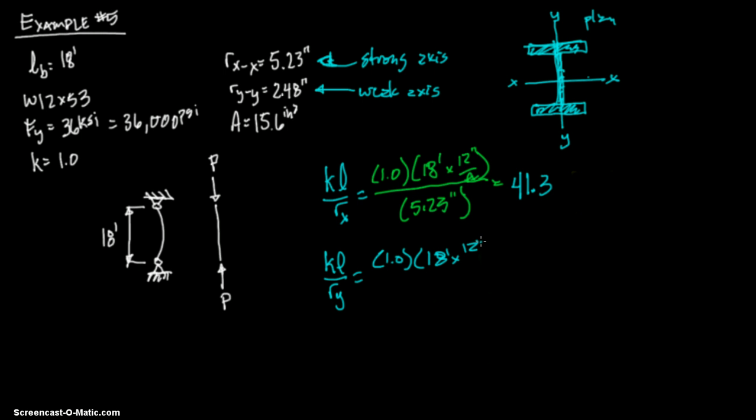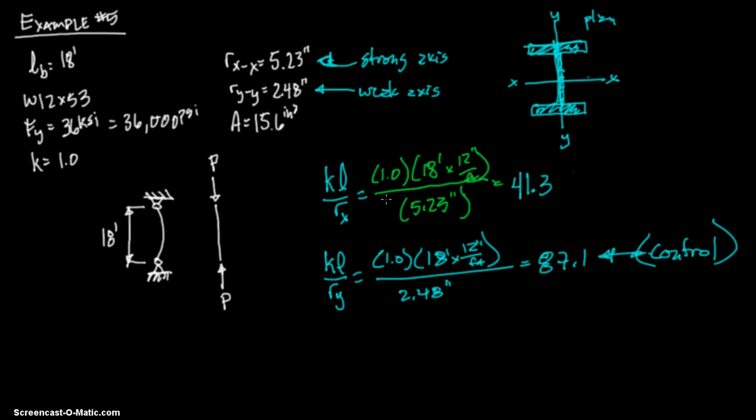Then K is 1.0, 18 foot times 12 inches per foot, over R in the Y. Your weak axis R is 2.48 inches, which is going to give you a higher KL over R. I got 87.1. Right now you know, hey, higher KL over R, this is going to control. You'll get to a point where you don't even have to calculate both of them. But a lot of the times you're going to have different Ks for different directions, so it's pretty smart to get into the habit of doing both. Anyways, this is controlling.